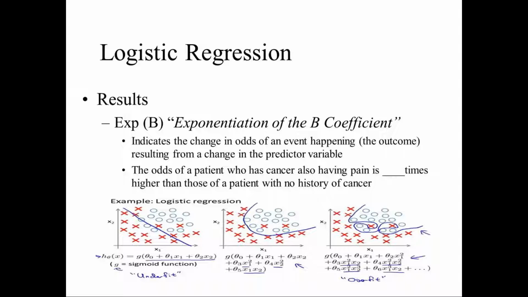Here are some examples of what logistic regression looks like. If the odds of a patient who has cancer also having pain is probably 5 times higher than those of a patient with no history of cancer.